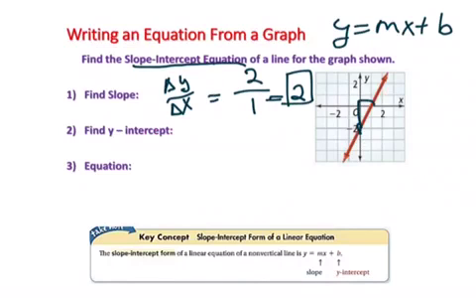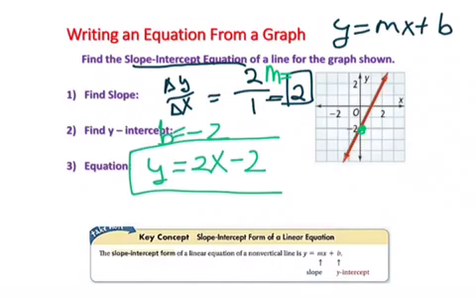So our slope is 2. It's positive because the line goes uphill. The y-intercept is the place where the graph crosses the y-axis, so that happens at -2 right here. So our y-intercept is -2. So our full equation, plugging both m and b into the equation, you'll get y equals 2x minus 2 for our final equation. That equation is the equation of that graph.